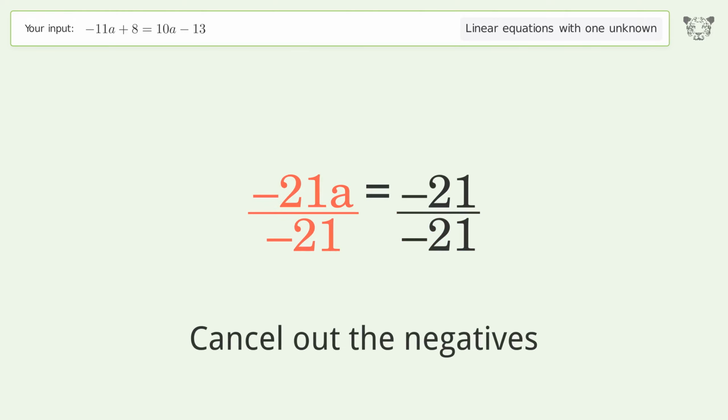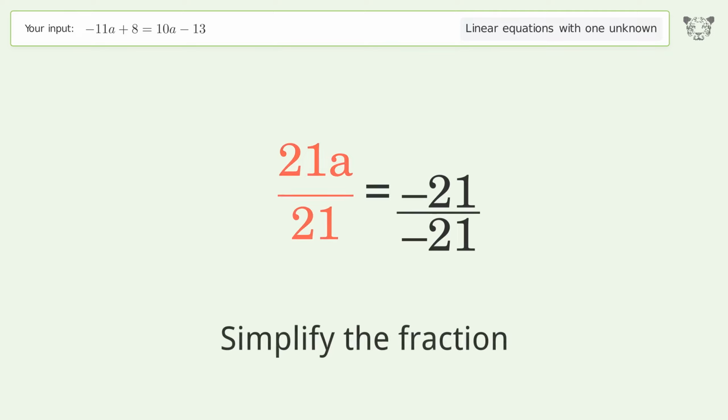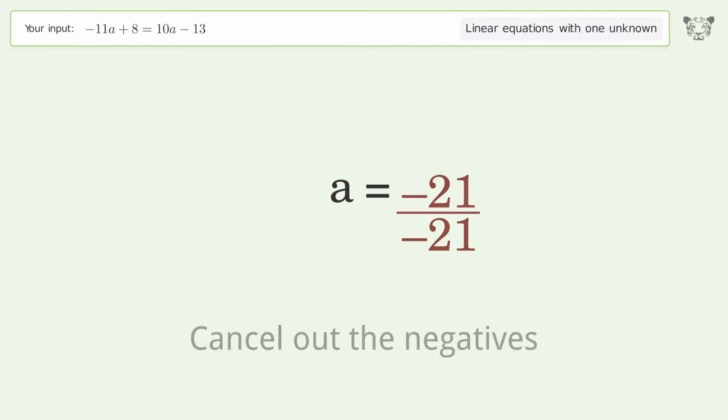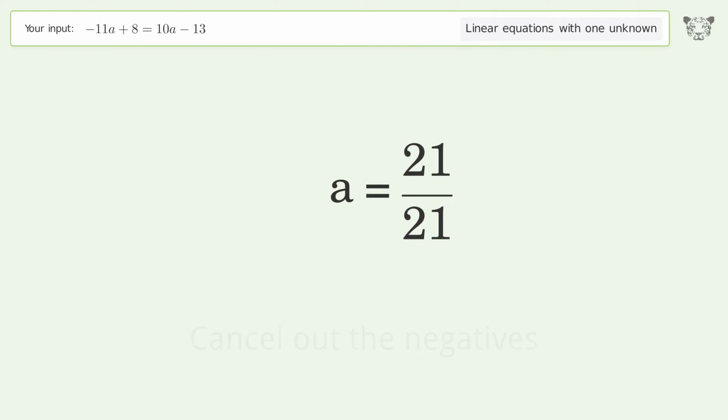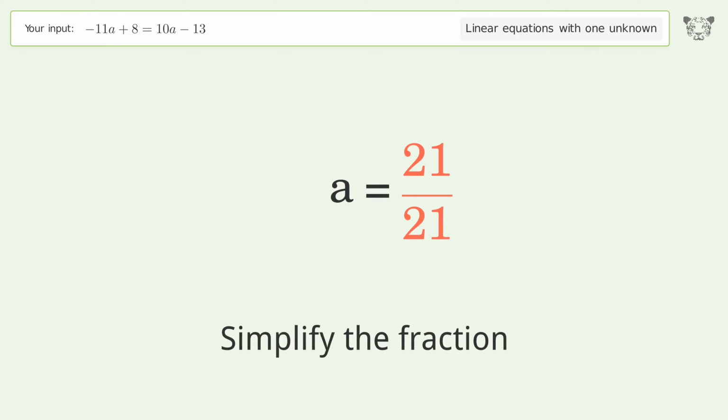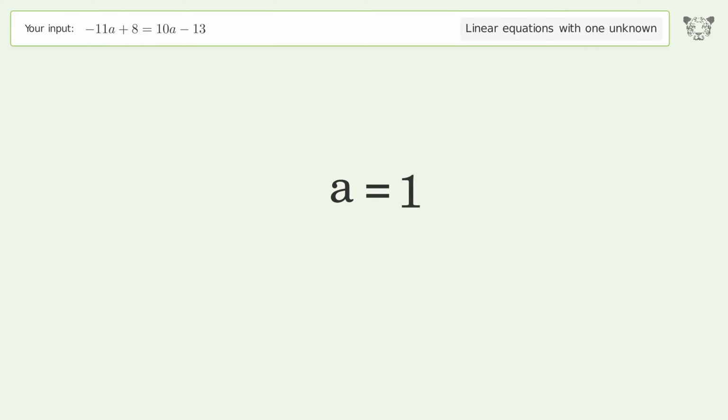Cancel out the negatives. Simplify the fraction. Cancel out the negatives. Simplify the fraction. And so the final result is a equals 1.